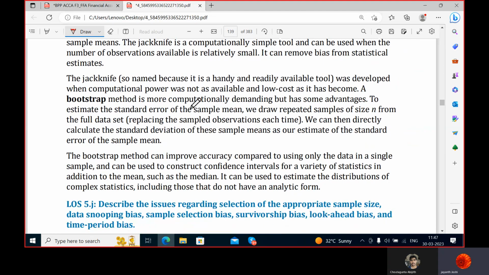A bootstrap method is more computationally demanding, but has some advantages. To estimate the standard error of the sample mean, we draw repeated samples of size n from the full data set. We want to find the error in the samples we have collected and the mean we have calculated. So we draw repeated samples. We take many samples, as I said, red ball, green ball, like that, from the data set, replacing the sampled observations each time.